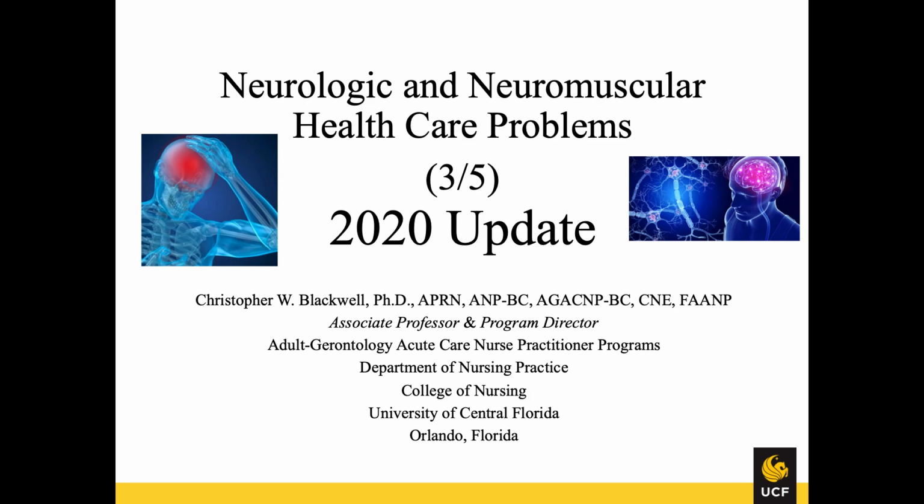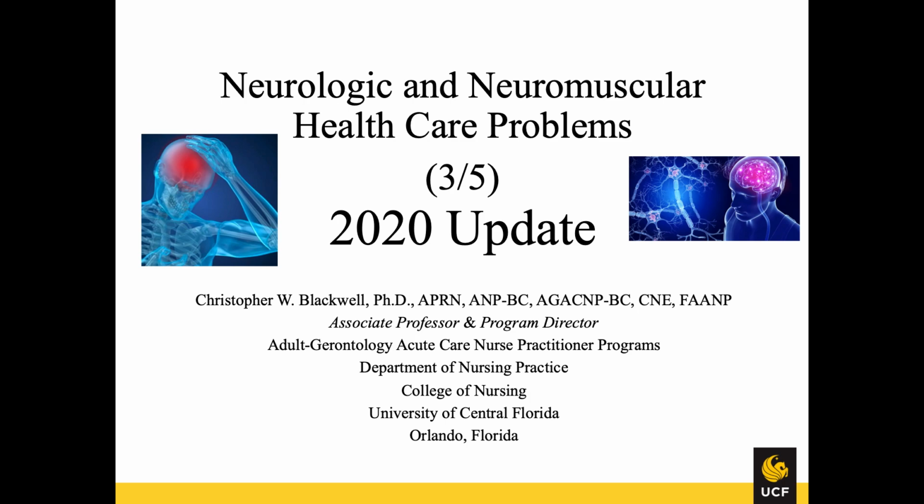I'd like to welcome you to the third part of a 5-part narrated PowerPoint series on neurologic and neuromuscular healthcare problems. This is a 2020 update. So this is an update in this particular content material to reflect the most recent guidelines that were written in late 2018 by the American Heart Association and the American Stroke Association on acute management of cerebrovascular accident, which is looking like an outdated term, and we've gone back to the use of the word stroke.